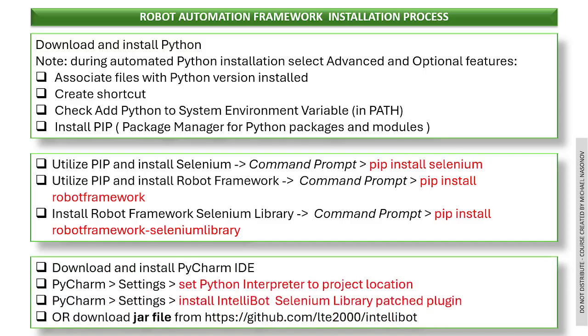Finally, third part. Need to download and install PyCharm IDE. Also at this point, I might note that Robot Framework is available in other integrated development environments, for example, like in Eclipse. In PyCharm settings, you set Python interpreter to project location and Python version. I'll show. Also, you need to, in settings, install IntelliBot Selenium library patched plugin. Or, if there are some issues, some people complain, you need to go to the famous jar file location from github.com IntelliBot, download the jar file. I'll show you how to install it.